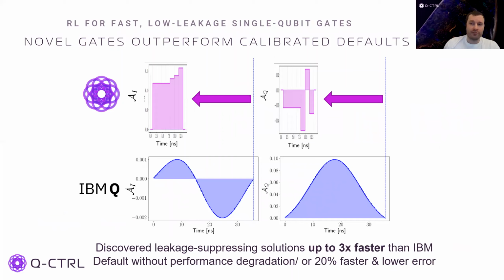We can even go shorter, up to 12 nanosecond pulses, meaning 3 times shorter than the IBM default. For these short pulses, as we'll see in the next slide, we can achieve similar performance to the IBM default pulse.